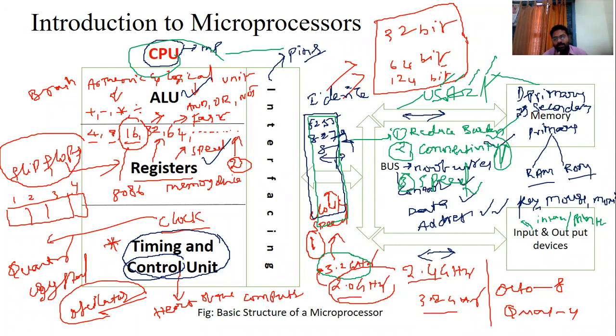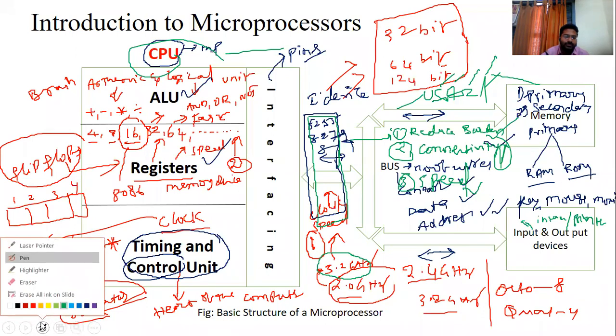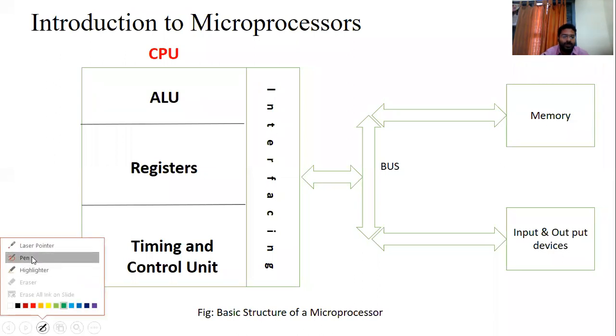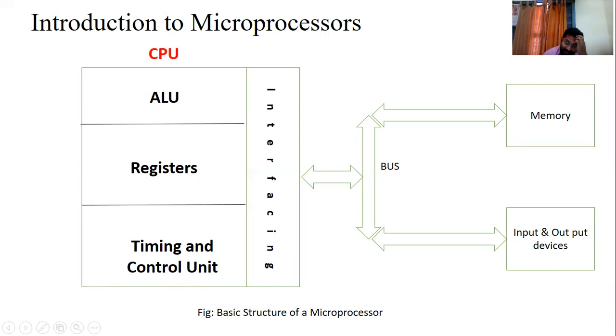When we come to the third unit, we will discuss this thoroughly and in depth. This is the basic structure of the microprocessor, with the CPU and all other things. You are going to study all of this in our syllabus, and here we are connecting the interface devices.